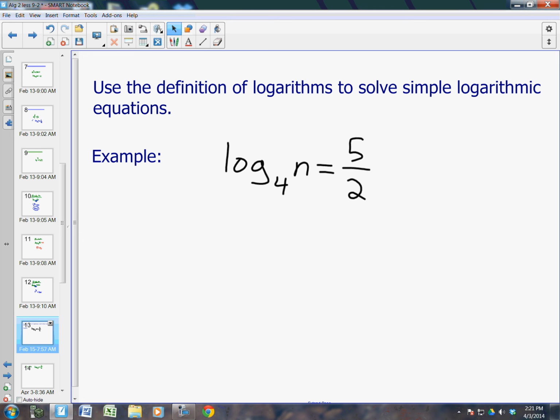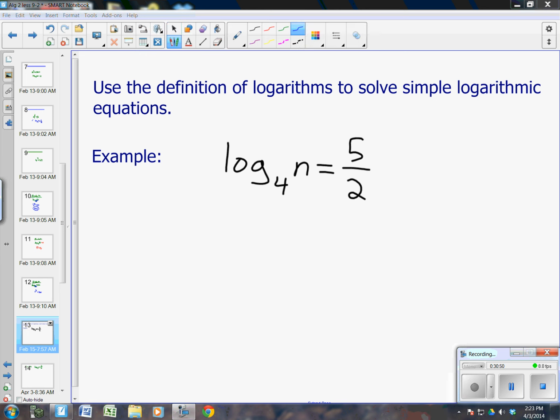I'm going to give you about a minute to see if you can solve this. How many of you got it solved already? Okay, a couple of you. The rest of you, I want you to solve this one. You might want to change it to what form? Exponential, and go from there. So Tyson, if I change this to exponential form, what would it say? 4 to the 2.5 power.